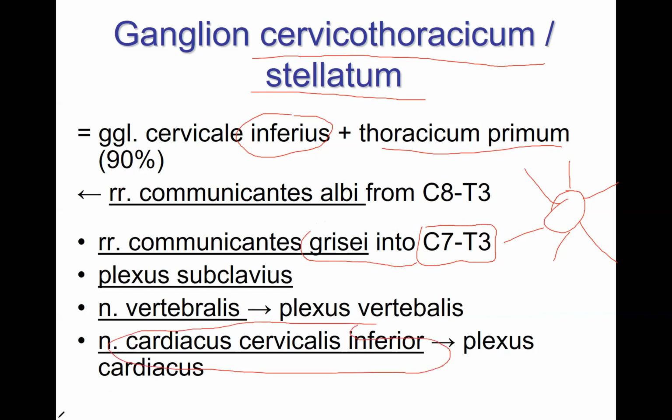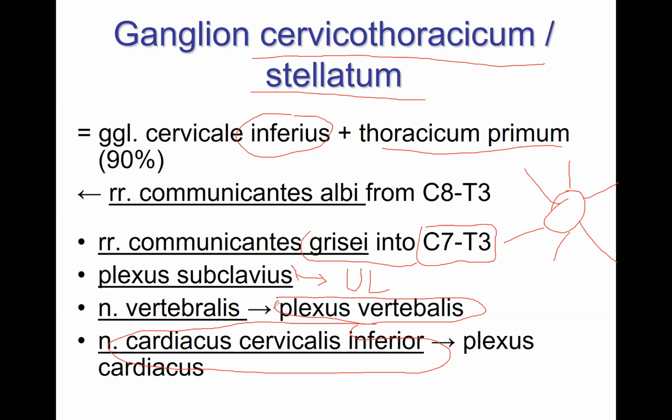Then we supply the vessels, which are the closest vessels. That means the subclavian artery and the whole upper limb. Yeah, so the whole upper limb. And the subclavian artery gives the vertebral artery. So we also have the vertebral plexus with a very short nerve, the vertebral nerve.